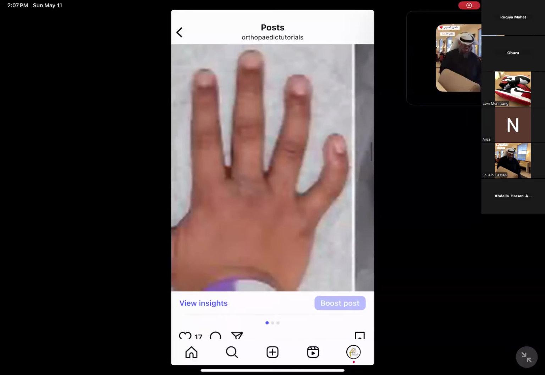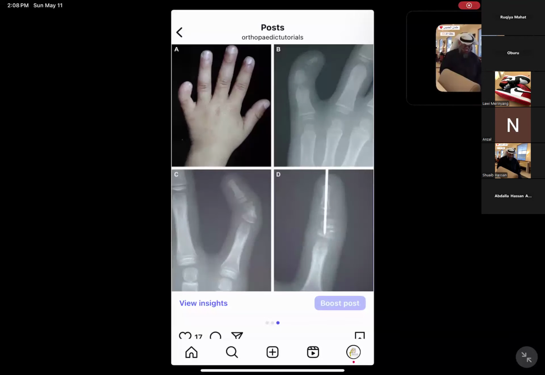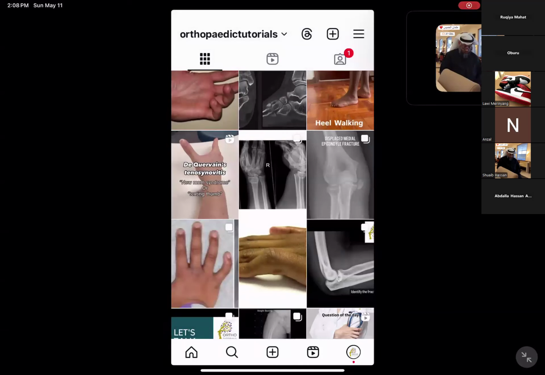In this case, you can clearly see that the patient has got ulnar deviation of the finger at the distal interphalangeal joint and at the proximal interphalangeal joint. You can see that, and that is the X-ray. All right, and this is a clear case of clinodactyly. That's a clear case of clinodactyly.